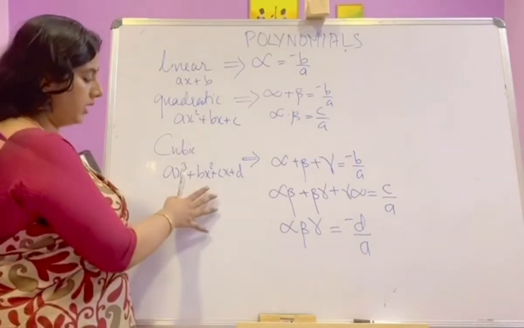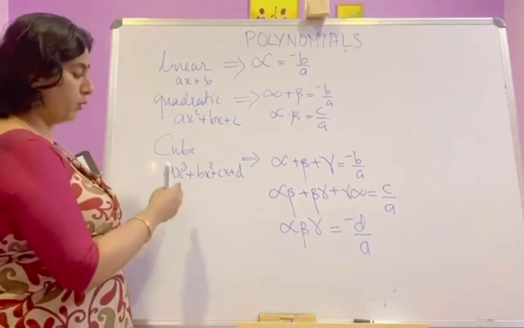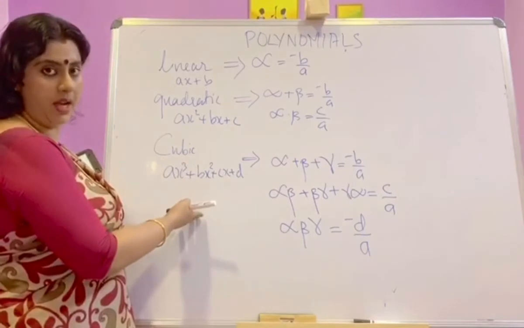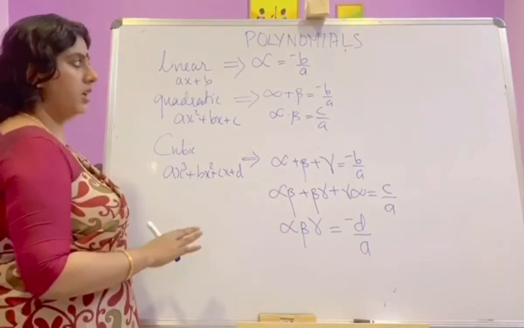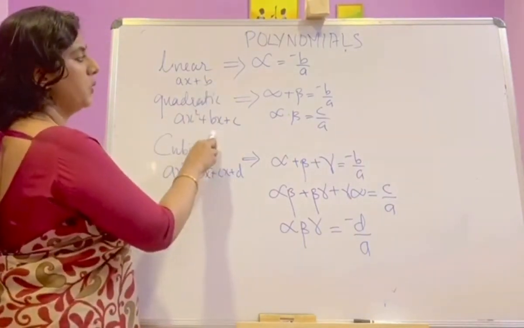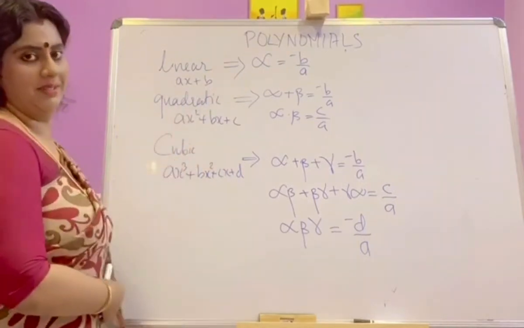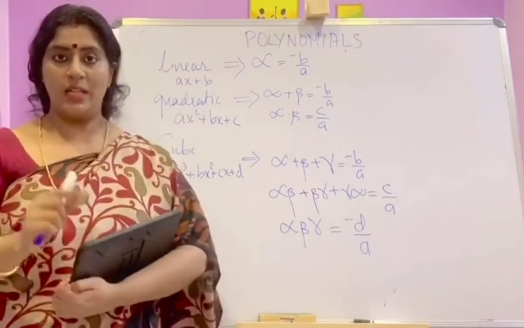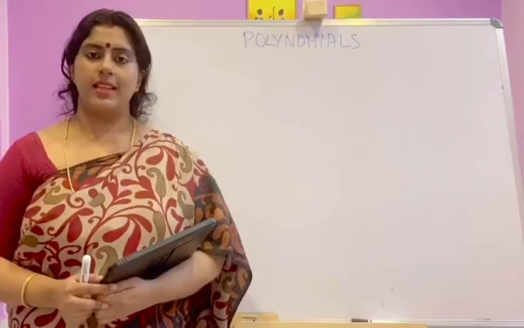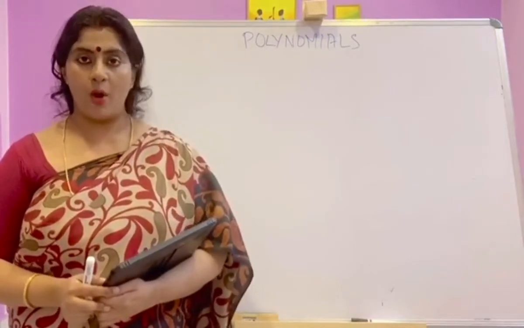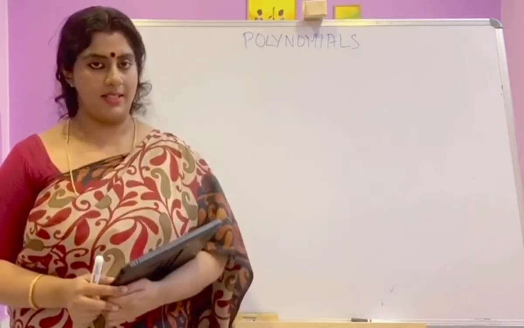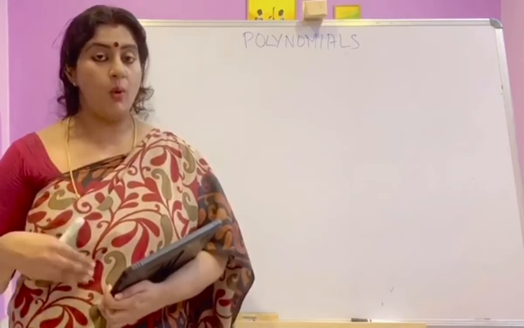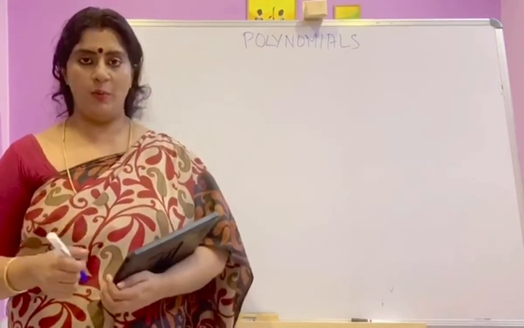This is not in the point of examination, so you don't want to solve problems from this part, it is just for your information. But this you have to solve problems and learn. Now we will go to the next type of questions. In the next type, the sum and product of zeros are given. From that, we want to find a polynomial.